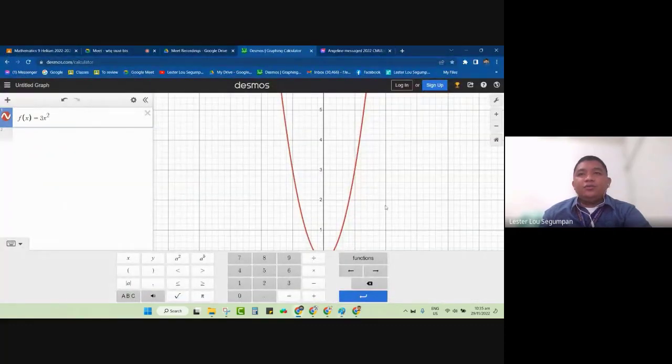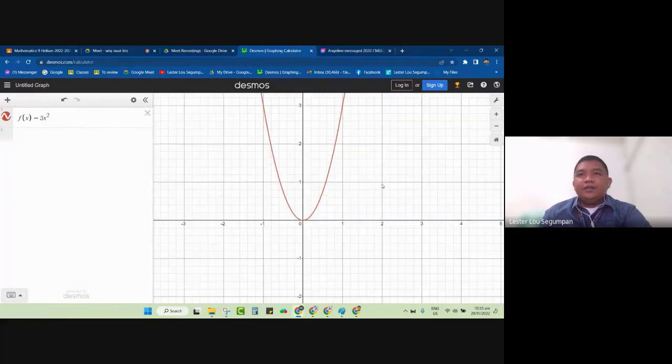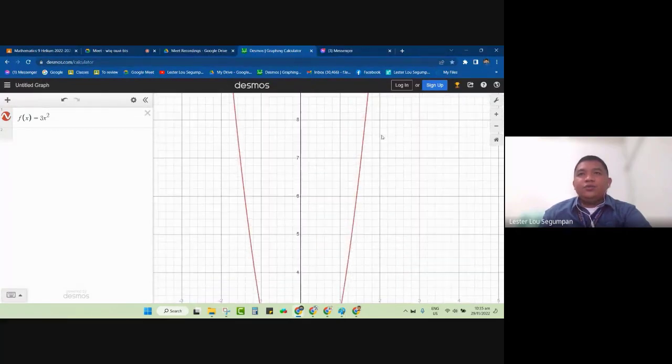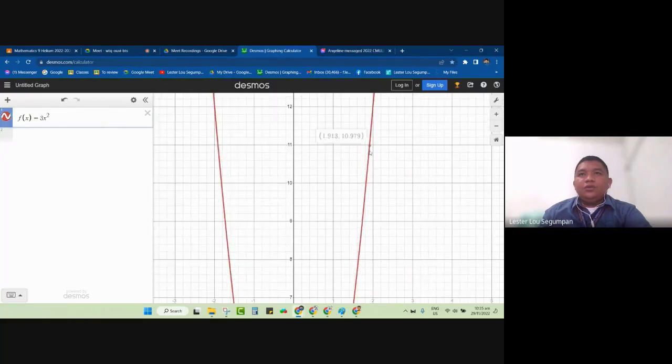So 2 is here, 2, and you have here 12. Right there, 2 and 12. The other side will have -2, and then 12.